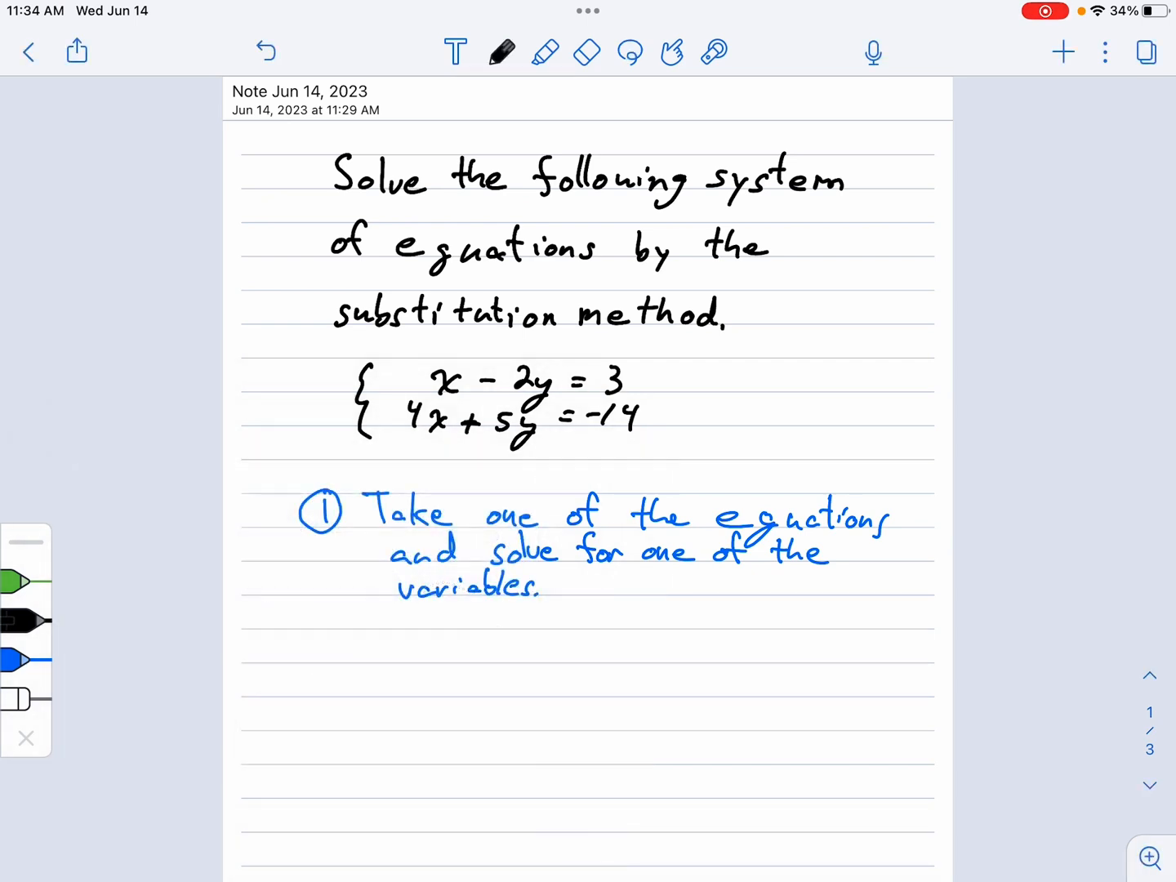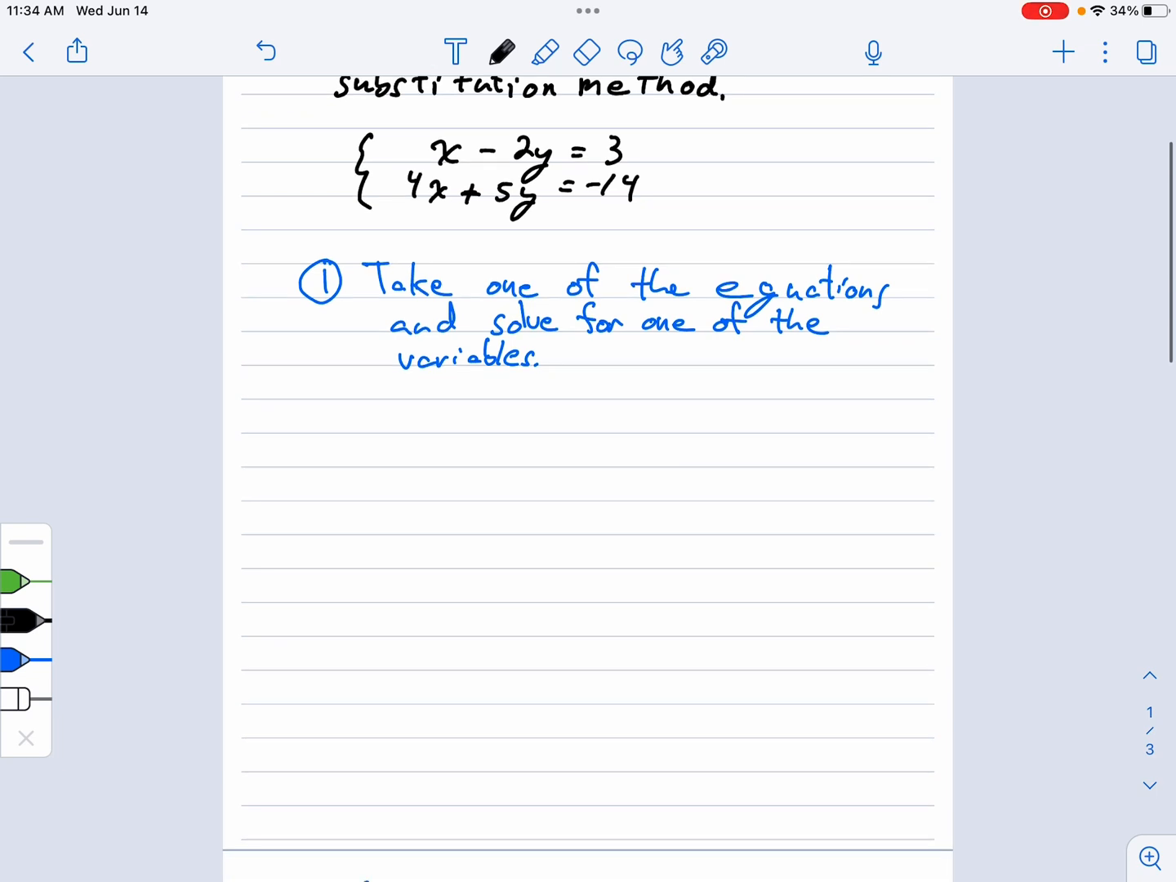So the way this works is we have a couple steps that we're going to follow here. The first step is to take one of the equations and solve for one of the variables. It does not matter which equation and which variable you solve for, just find one. However, it is easier to take a particular equation and solve for one of the variables. So if you take x minus 2y equals 3, it's really easy to solve for x.